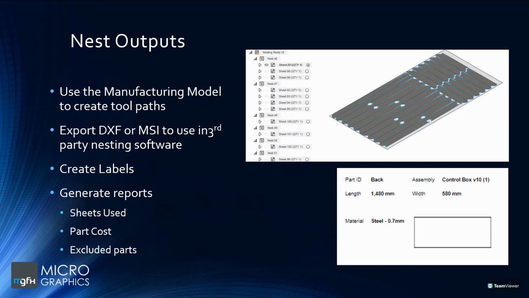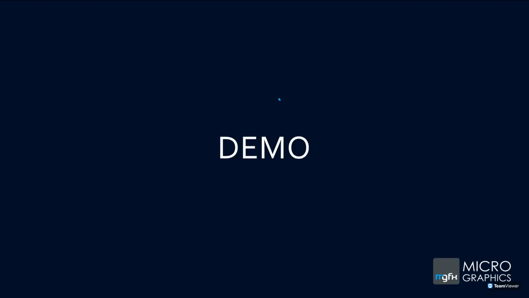Fusion also has the ability to create labels. There are a couple of built-in templates for the labels. We can see a label here on the right-hand side with information from the nest study included and a picture of the profile on there. And finally, we can generate reports. We can generate reports on the amount of sheets used, the part costs, even the excluded parts, so we can see what was not cut in the nesting study. Maybe it didn't fit on the existing sheets that were available.